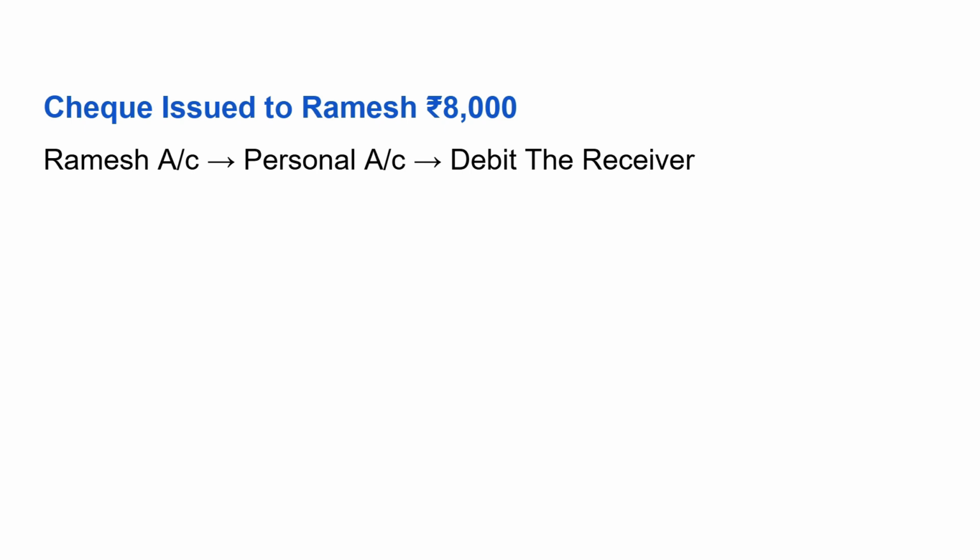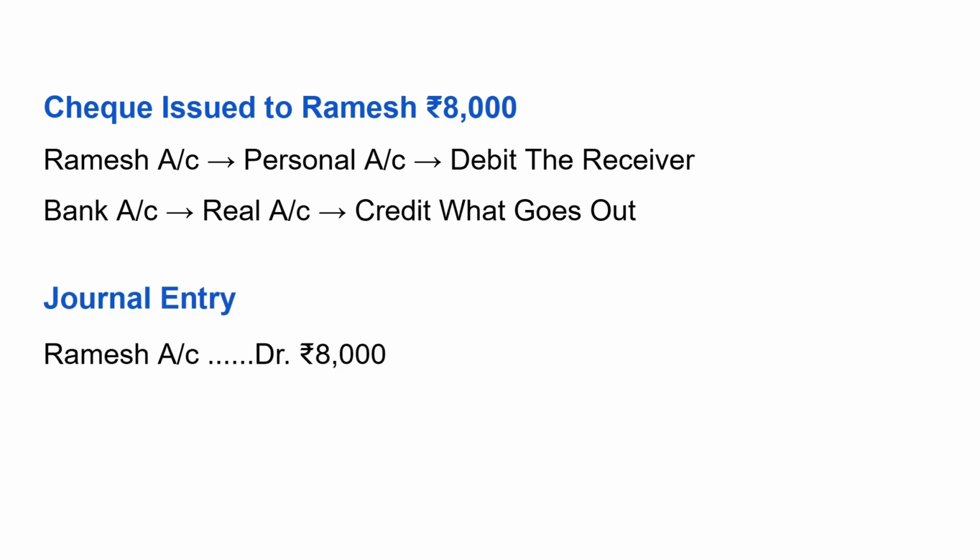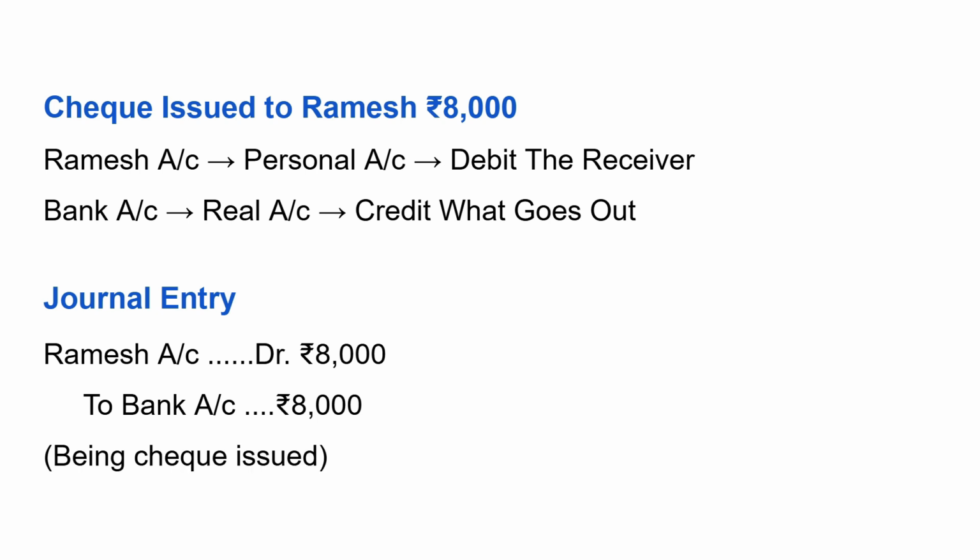Next, check issued to Ramesh, 8,000 rupees. Here the two accounts affected are Ramesh account and bank account. Ramesh account is personal account and Ramesh receives the check, so debit the receiver. And bank account is real account and the check goes out from the bank, so credit what goes out. Journal entry: Ramesh account debit 8,000 rupees to bank account 8,000 rupees, and the narration is being check issued.